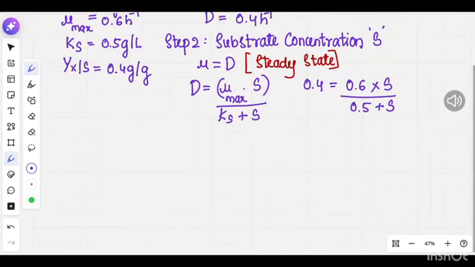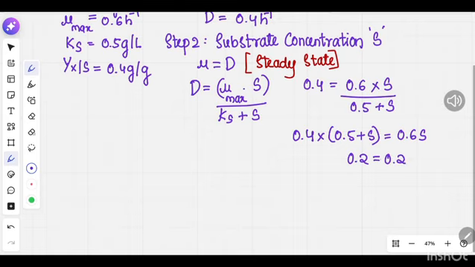So let us simply substitute everything, and now bring the S terms to one side. We get 0.2 S equals 0.2. So S equals 1 gram per liter. S will be equal to 1 gram per liter because these both get cancelled.